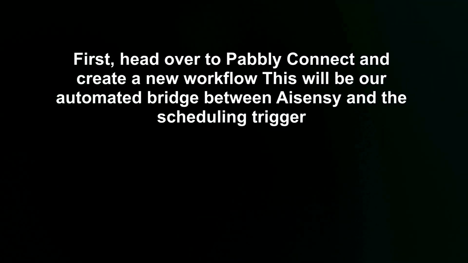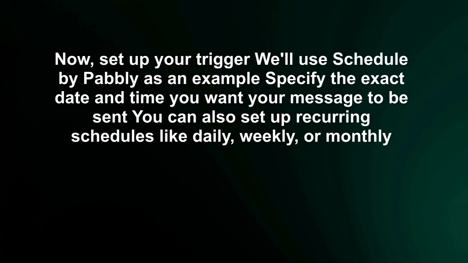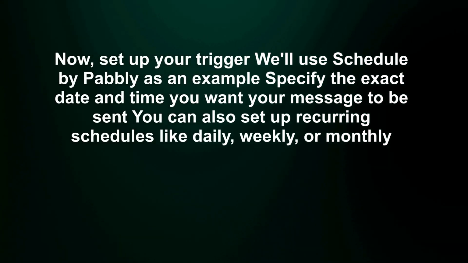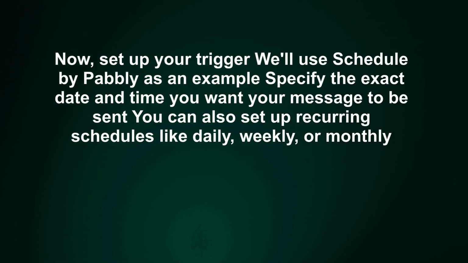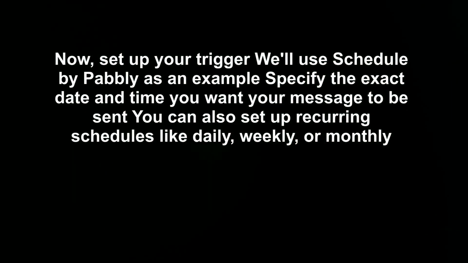This will be our automated bridge between Aisensy and the scheduling trigger. Now, set up your trigger. We'll use Schedule by Pabbly as an example. Specify the exact date and time you want your message to be sent. You can also set up recurring schedules like daily, weekly, or monthly.